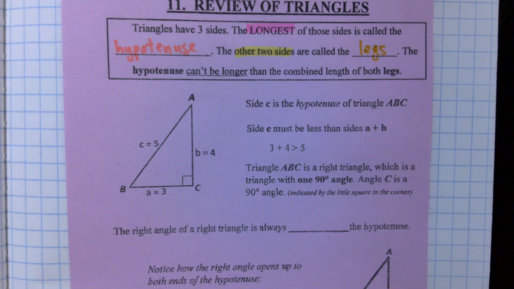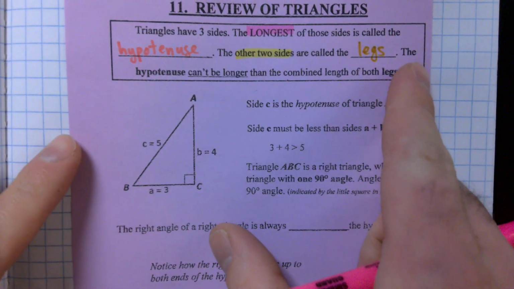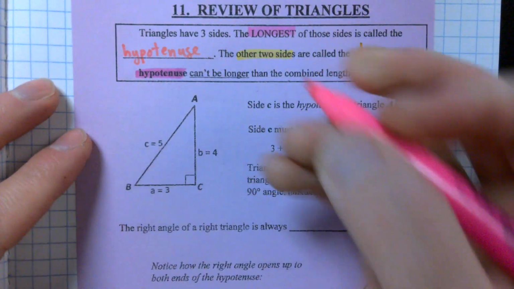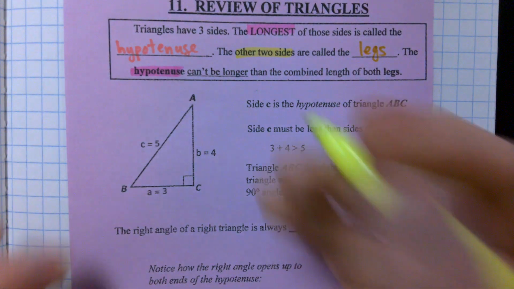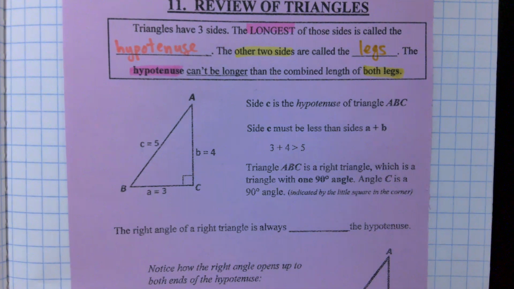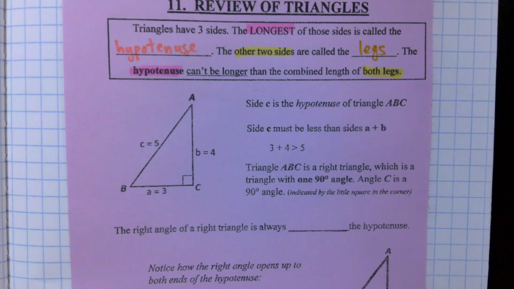Now, just because the hypotenuse is the longest side, this piece of information is also always true: the hypotenuse can't be longer than the combined length of both legs. We'll take a look at what that looks like and what that means in a second, but just in general, that has to be true for us to have an actual triangle.